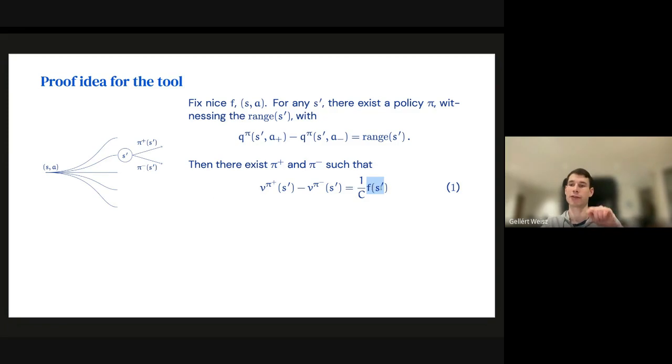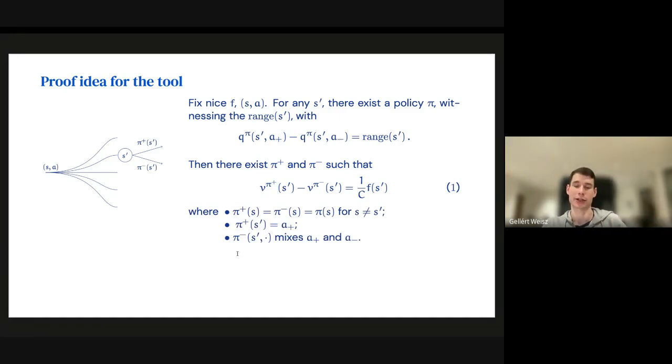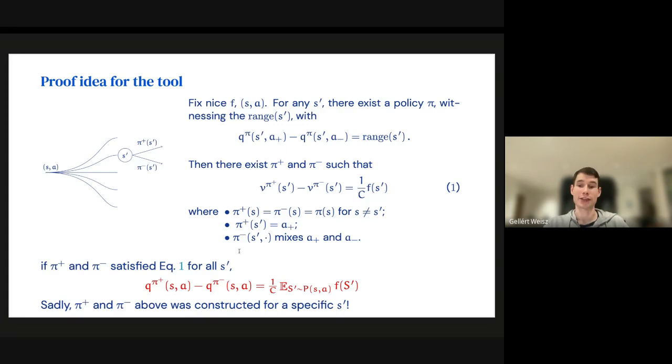That means 1 over c times f of S prime, at least in absolute value, is at most range. So you can kind of probabilistically mix the better and the worse action in such a proportion that it gives you exactly f. And by the way, if f gives a negative reward, then the pi plus will end up being the worse action, and the pi minus the better action. But in either case, you can make this happen just by mixing the better and the worse actions. And if this equation 1 was satisfied for all possible S primes, for all possible next states, then we would have this red equation hold. The q pi differences would be exactly the expectation of the next state f value times 1 over c.